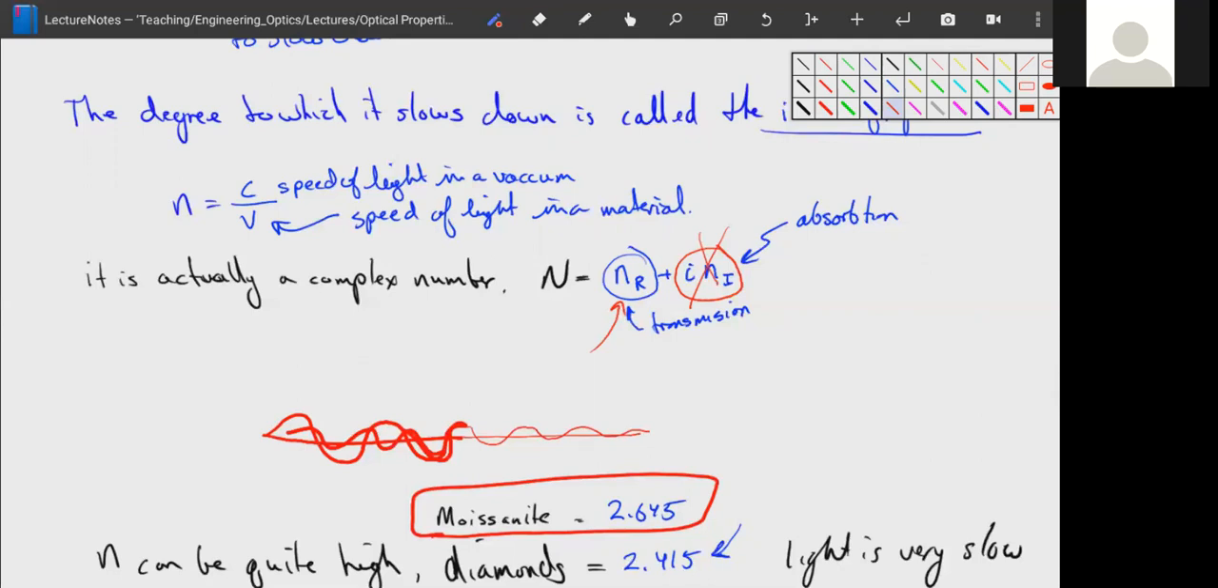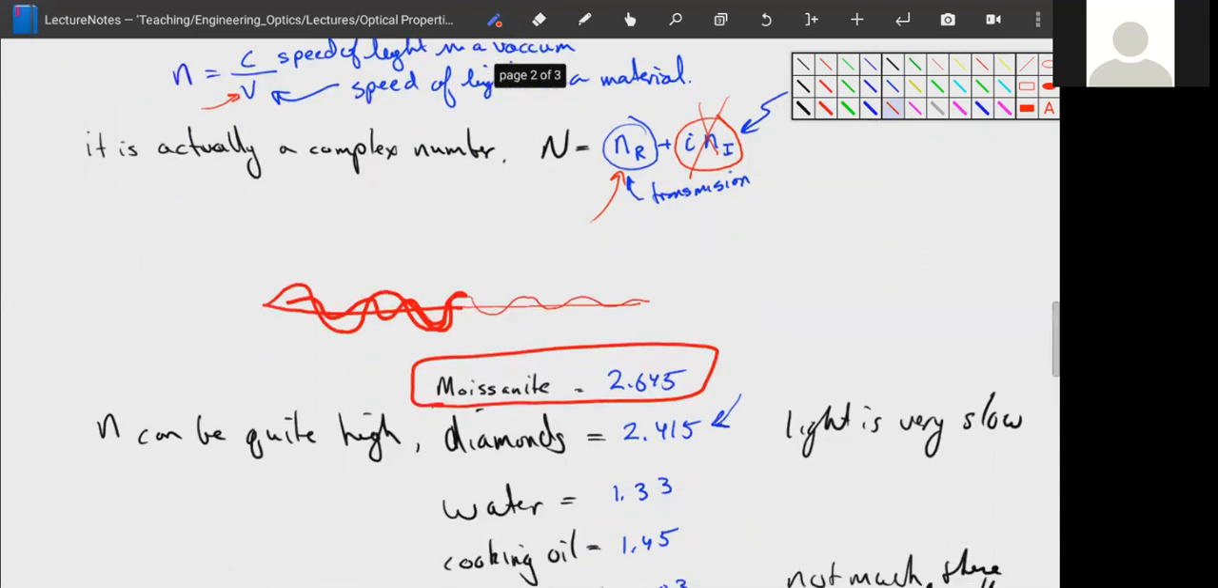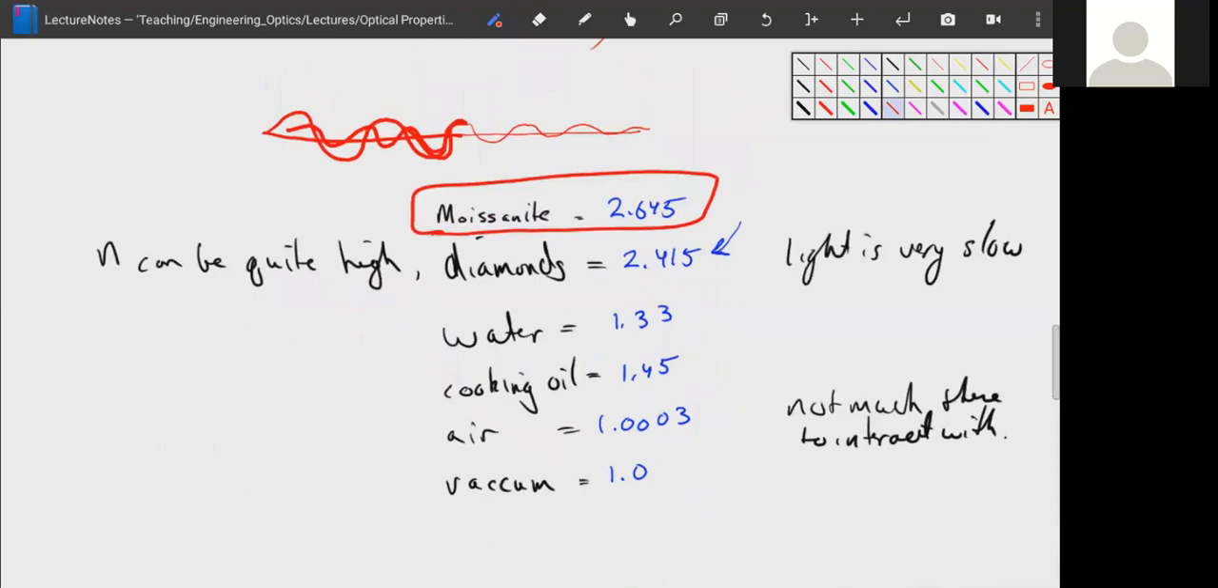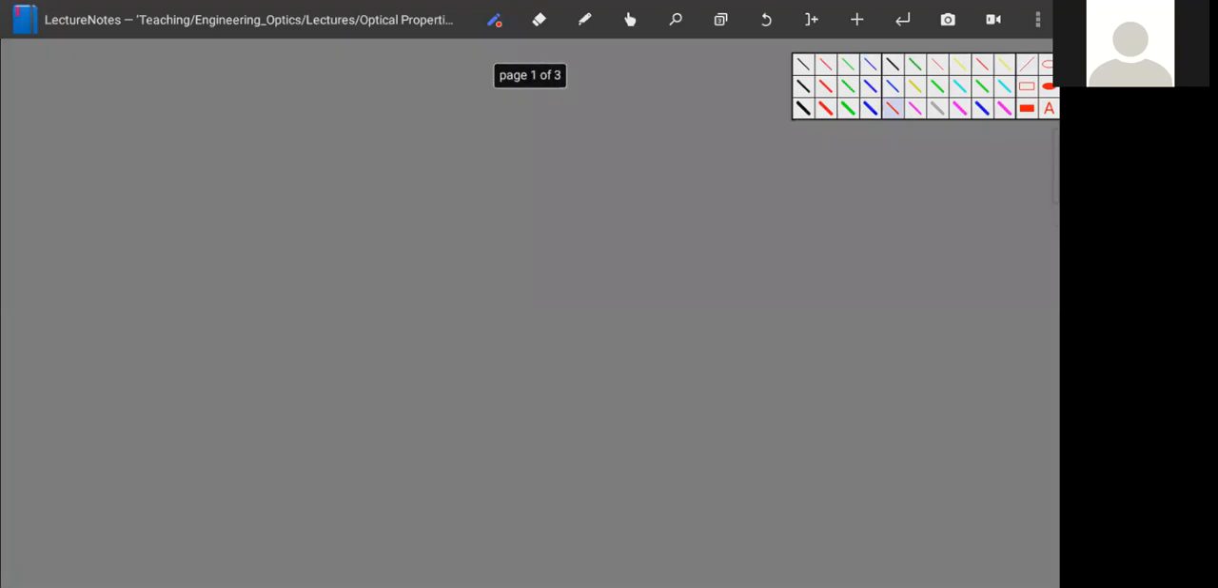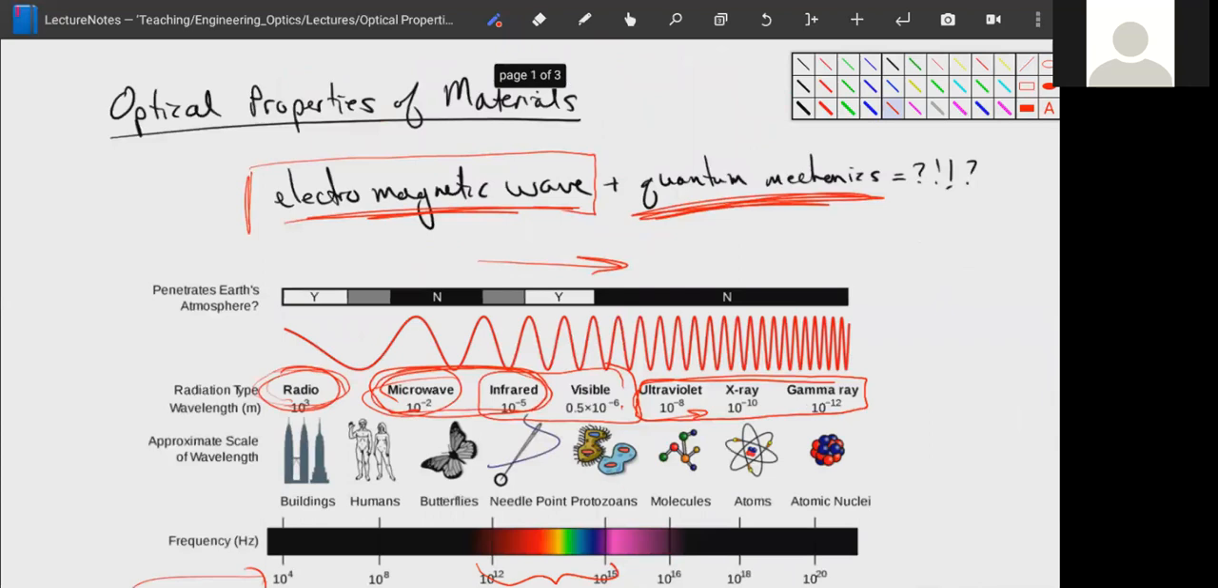And the index of refraction tells us how slowly light goes through the material. An index of refraction of 2 means that the speed of the light in the material is half that of the speed of light in a vacuum. So higher index of refraction materials have light going slower. This is useful, and we'll talk about why in the next lecture. All right, let's call that a day.